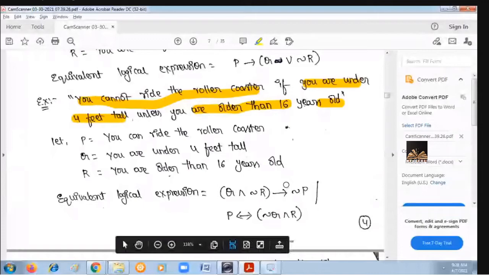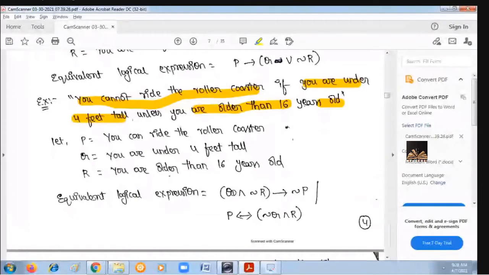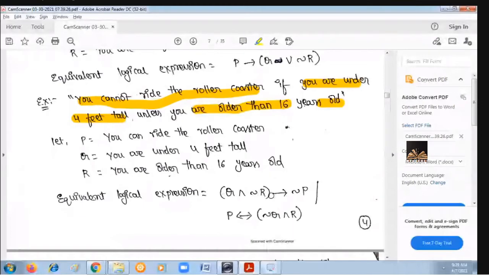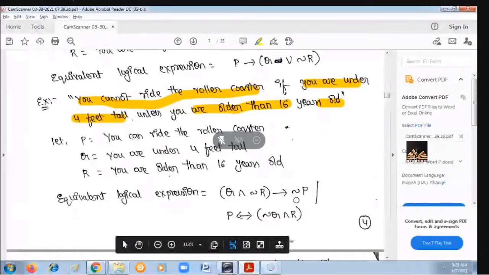Your height is less than 4 feet, that is your Q, and that means conjunction, you are older than 16 years old is equated to the variable R, right? But the condition is what? If your height is less than 4 feet and your age is less than 16 years, that means negation of R. Then, whenever you find a then, it is a conditional statement. Then you cannot ride the roller coaster. That is your negation P. So this is one way of writing the expression.